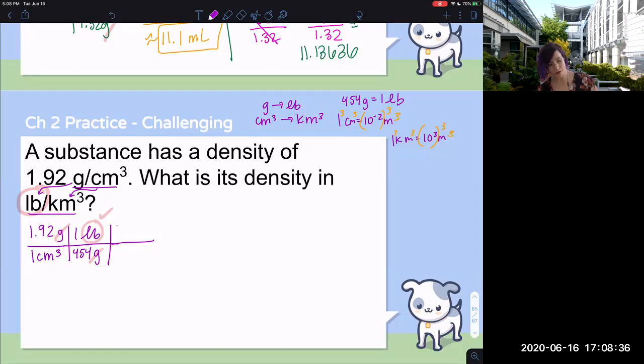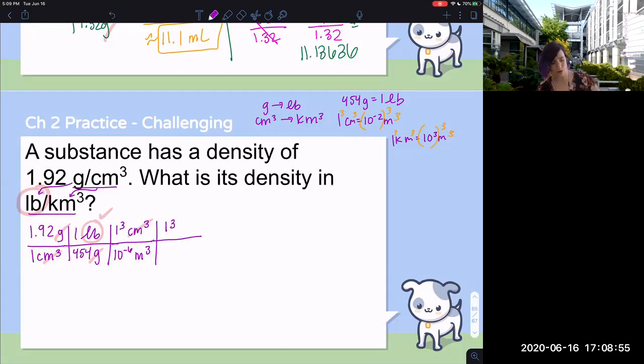So what do I have here? 1 cubed centimeters cubed. Y'all don't laugh at my 1 cubed. Over 10 to the negative 6 meters cubed. So we're just going to multiply those together. Now my centimeters cubed cancel. Well, I'm closer now to kilometers. I've got meters cubed, so let's keep going.